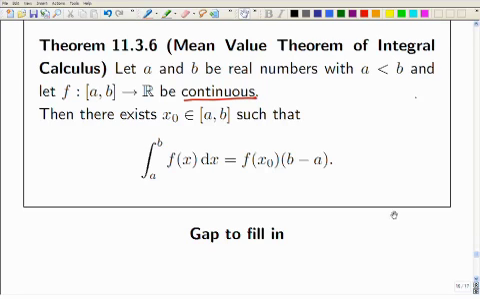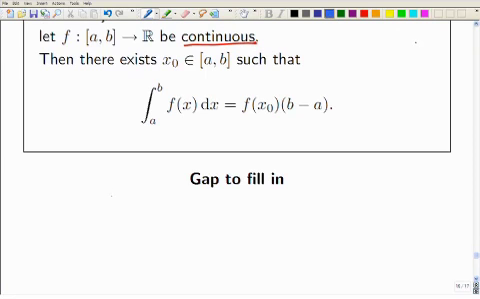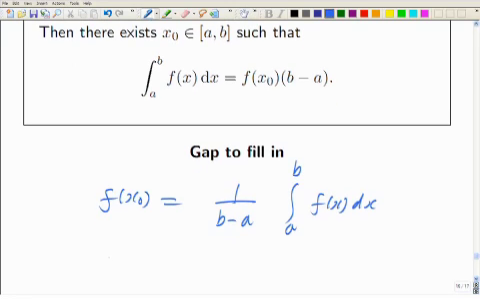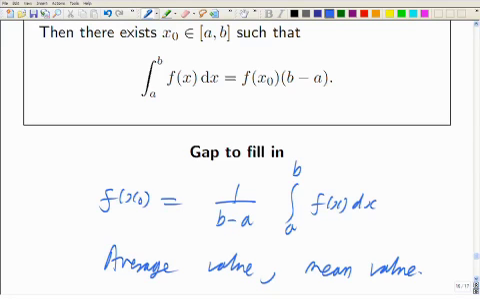So this is the same as saying that f of x naught is 1 over b minus a times the integral from a to b of f of x dx. That's the average value, or the mean value. So for a continuous function, there will be an x naught between a and b where the value is equal to the average value in this way. And that's the mean value theorem of integral calculus.